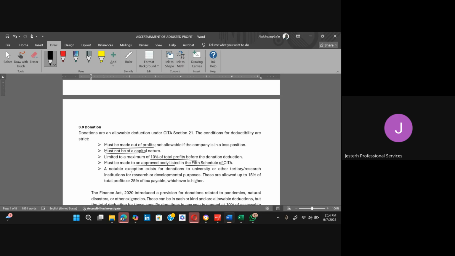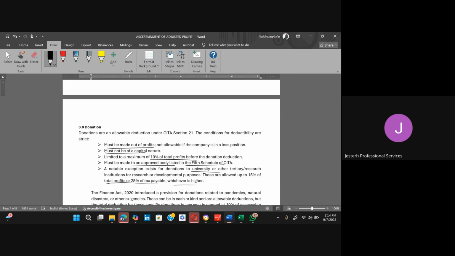Then a notable exception exists for donations to universities or other tertiary institutions for research or development purposes. These are allowed up to 15% of total profit or 25% of tax payable, whichever is higher. What we are saying here is that before you can be allowed to donate to tertiary institutions, that donation must not be more than 15% of your total profits or 25% of the tax that you are supposed to pay.